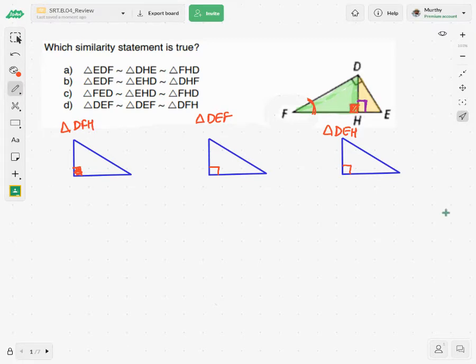In the original triangle, angle D is 90. So let me write that angle D is 90. In the triangle painted in green color, angle H is 90. Therefore, angle H is 90. And in the third triangle, I see that angle H is 90. Therefore, in the third triangle, angle H is 90. Listen carefully. This may be a little confusing.